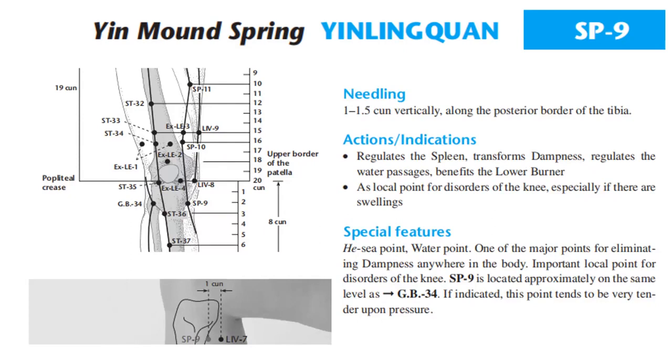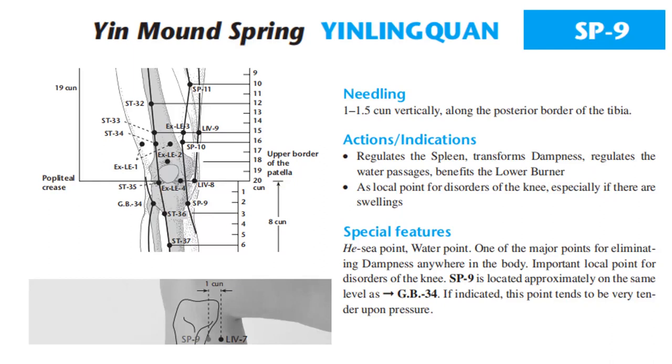Actions and indications: regulates the spleen, transforms dampness, regulates the water passages, benefits the lower burner. As a local point for disorders of the knee, especially if there are swellings. Special features: He-Sea point, water point, one of the major points for eliminating dampness anywhere in the body. Important local point for disorders of the knee.